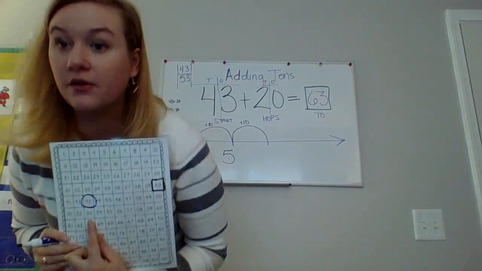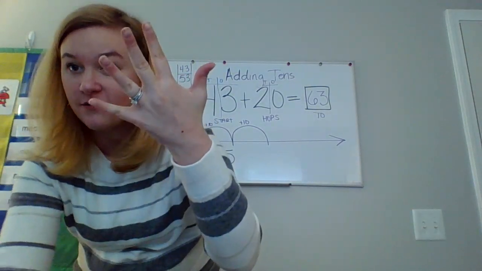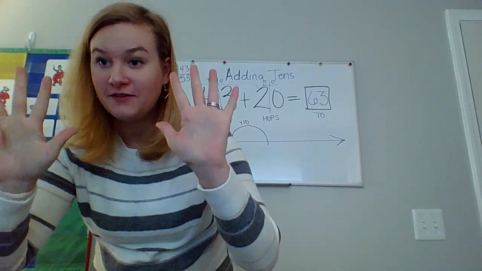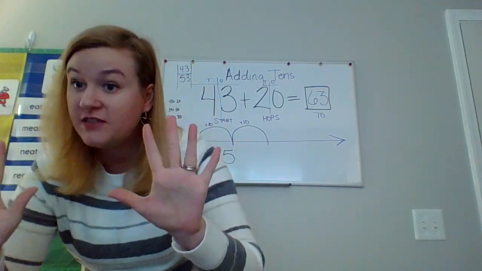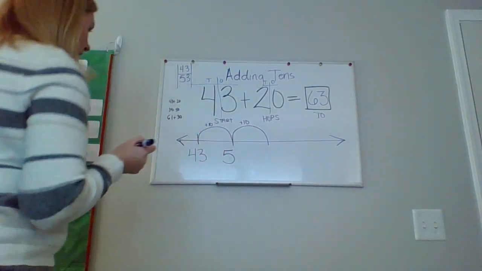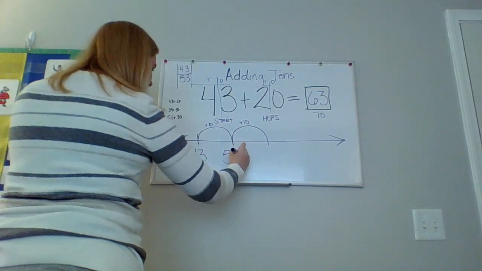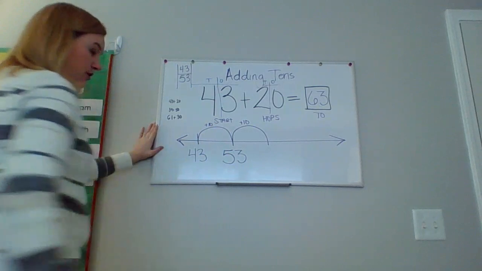Look, watch me count. Ready? 43, 44, 45, 46, 47, 48, 49, 50, 51, 52, 53. 10 more than 43 is 53 because I'm only adding my tens. Okay, so I'm only adding my tens. So this is 53. Plus 10 more is 53.